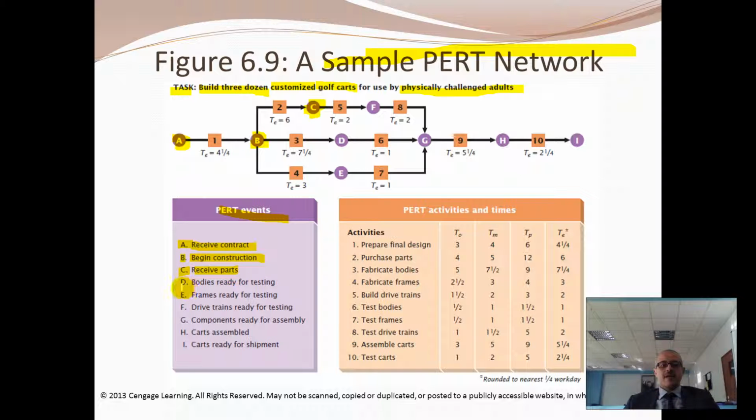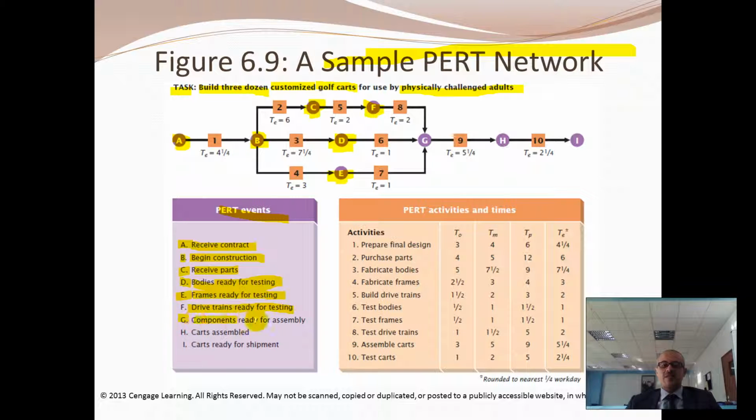D, body ready for testing. So at D, we already have a body for testing. E, we have frames ready for testing. So here is the event. We already have the frames ready for testing. F, drive trains ready for testing. So that's F. Where is F? Here's F. We will have the drive trains ready for testing.